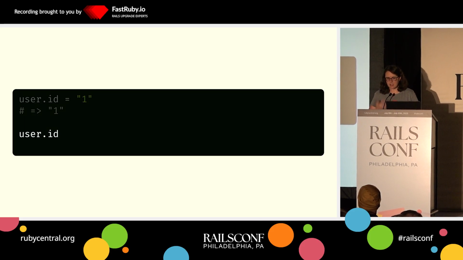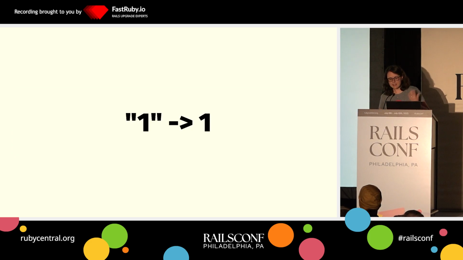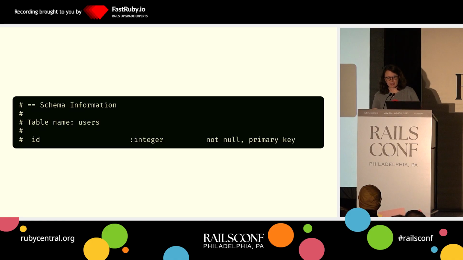You might expect that calling it again would return the same thing, the string 1. We just set it to be a string. But we get back an integer. Its previous type, string, was cast to integer. This is typecasting, turning the data from one type to another and vice versa. When we look back at our table, we can see that the type for the attribute ID is integer. That's why when we pass it the string, Rails cast its type to an integer.